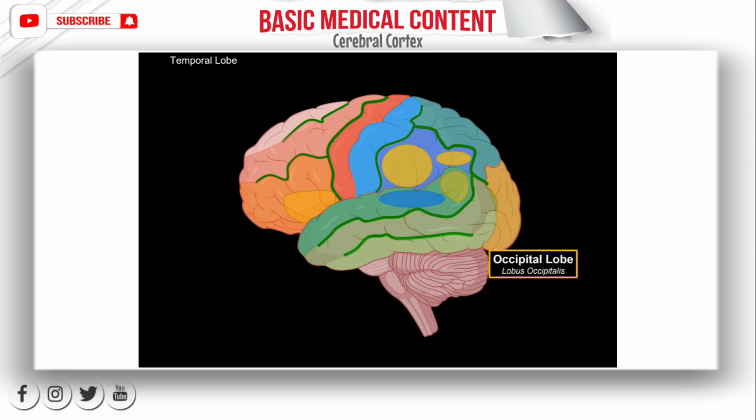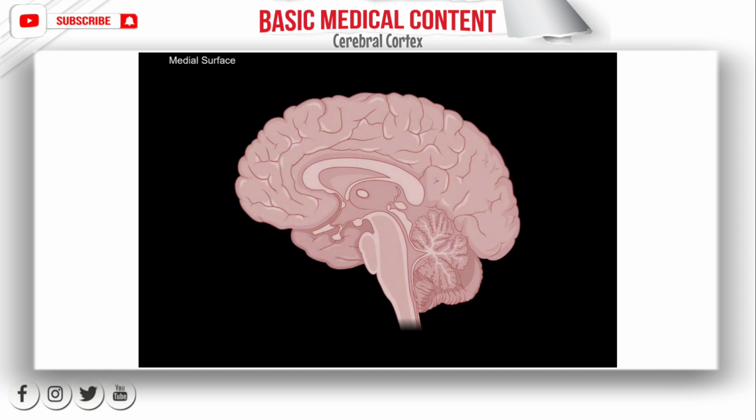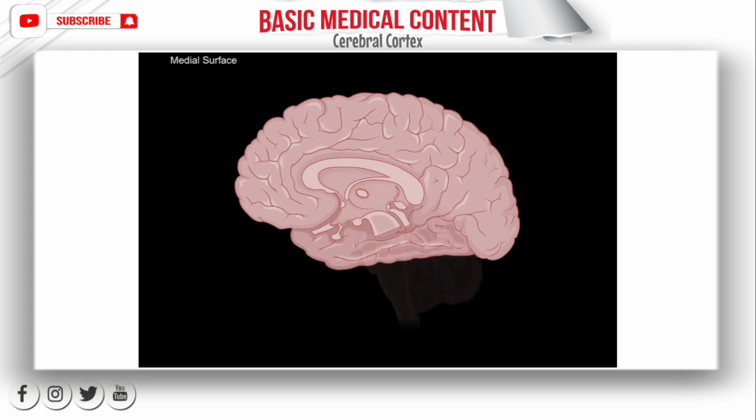Next, let's do the occipital lobe. There is not much to say about this lobe from this perspective, as you're only seeing a small portion of it. But if you turn this image to the other side, we can look at the medial surface of the cerebral hemispheres. Let's now focus on the gyri and sulci we will find in this area. So let's remove the brainstem so that we can see as much of the cortex as possible.